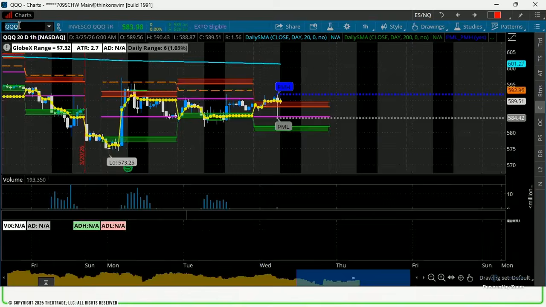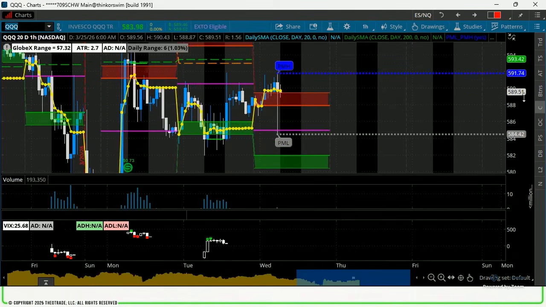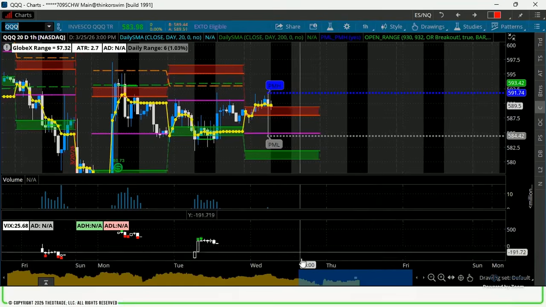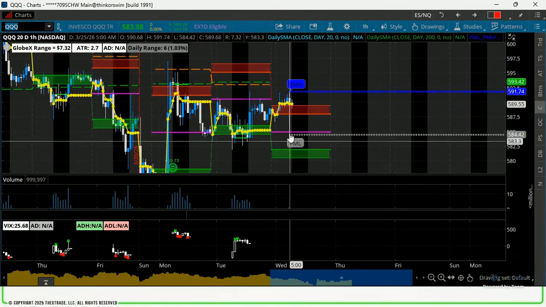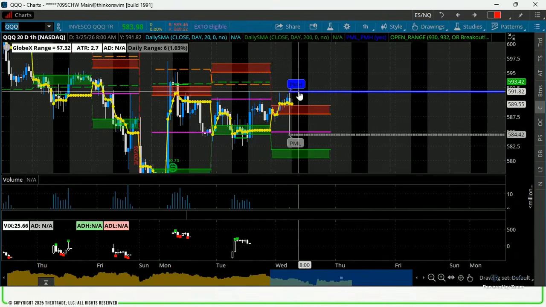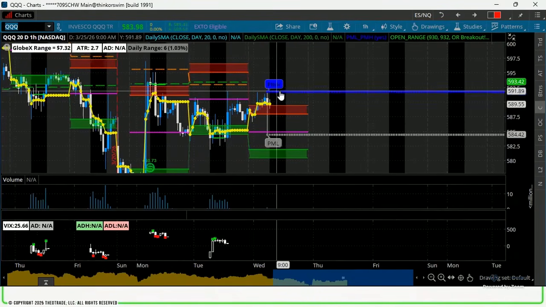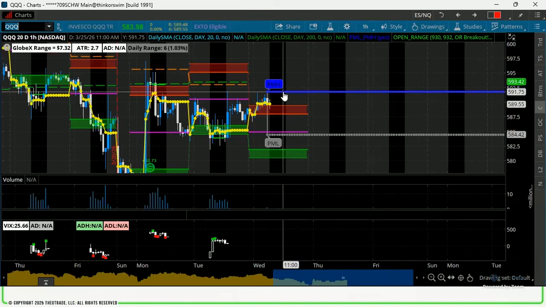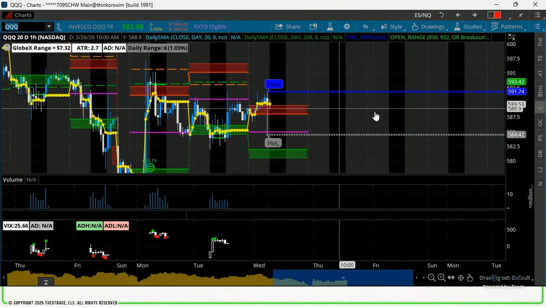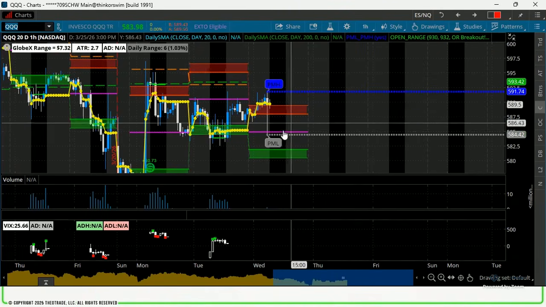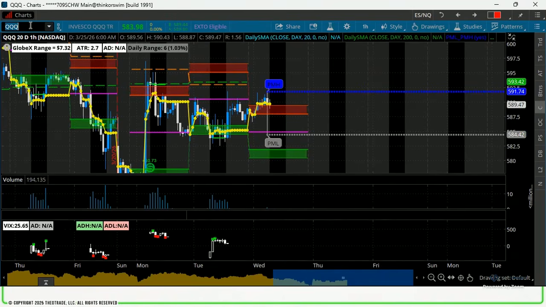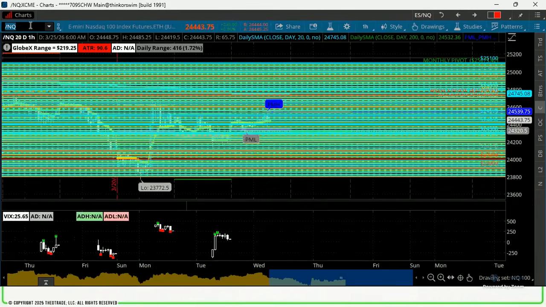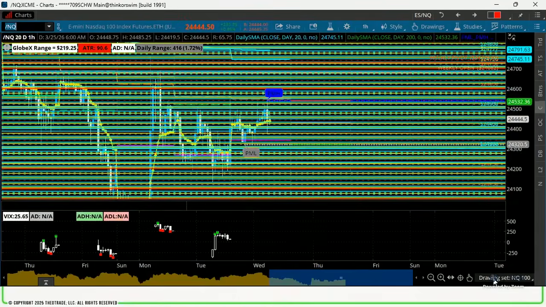QQQ, kind of the same look. Jeez, look at this wick on an hourly bar. So QQQ above the 592, so a 592 call if we break out has a good look as well. This is not as clean as SPY. Just like NQ is not as clean as ES, the QQQ is not as clean as SPY. Whoops, sorry about that.